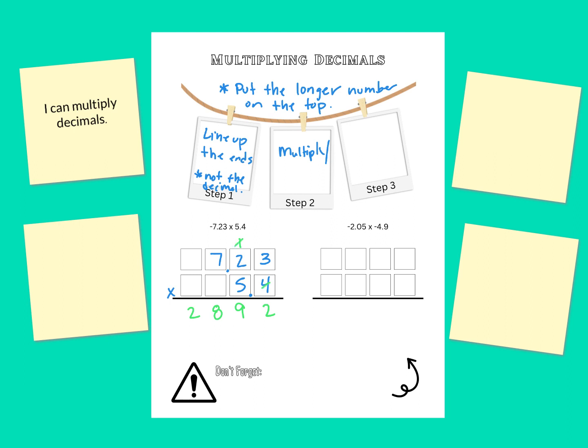Now I move over to the 5. When I'm multiplying the next value, the 5, I'm going to write the answer down below that. 5 times 3 is 15. Again, I'm going to write that first answer down below the 5. 5 times 2 is 10, plus the 1 I carried makes 11. 5 times 7 is 35, plus the 1 makes 36. And again, I had to leave this space here, so we can put a 0 for a placeholder if we need to, or we can leave it blank.